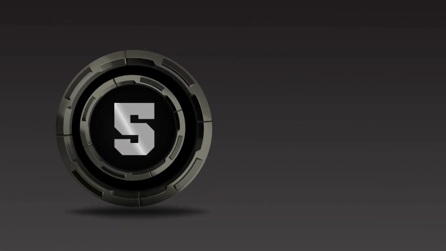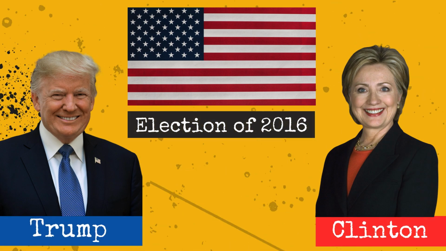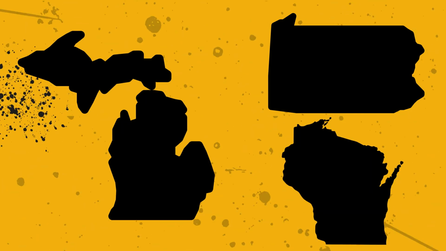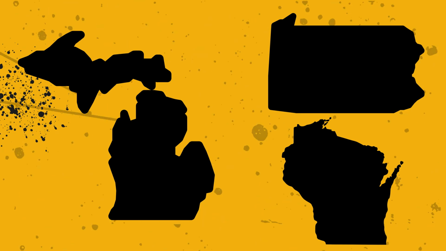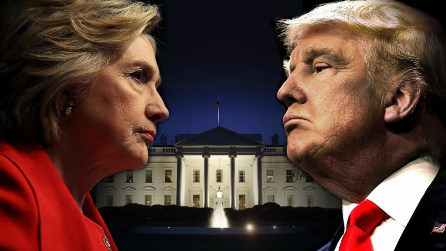Number 5, the 2016 election between Donald Trump and Hillary Clinton. Trump secured the required Electoral College votes with 304 compared to Clinton's 227, despite Clinton winning nearly 2.9 million more votes than Trump in the popular tally. Trump's victory was the product of narrow wins in crucial swing states such as Michigan, Pennsylvania, and Wisconsin, each of which he won by less than 1% of the vote. This win is noteworthy because pre-election polls predicted a comfortable win for Clinton.